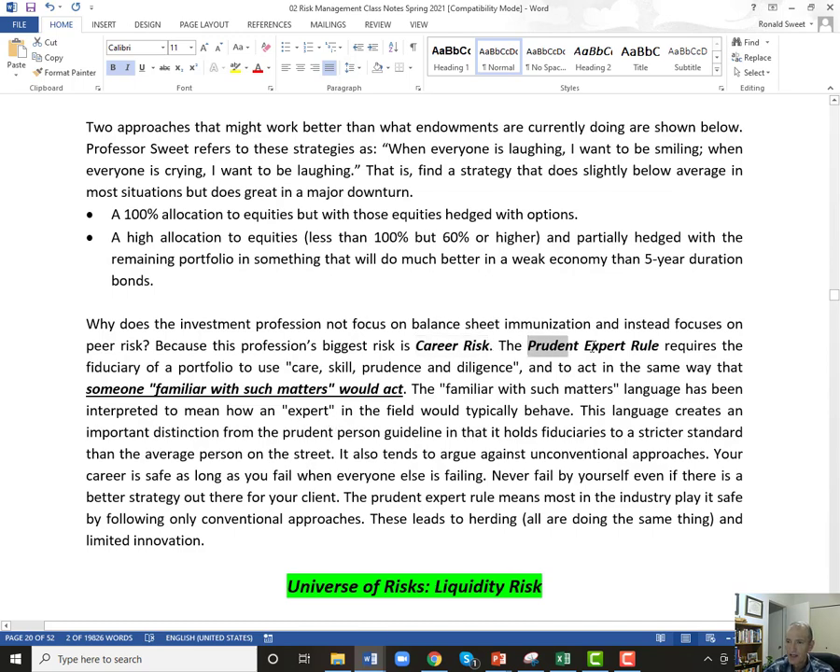That's because of the prudent expert rule. It requires a fiduciary portfolio to use the care, skill, prudence, and diligence, and to act the way someone familiar, and here not just familiar, an expert, who really knows what they're doing, would act. And if most people in your field are 60% in stocks, for you to go 100% stocks, hedging it with options, you have tremendous career risk. You might think 60% in stocks and 40% in 5-year duration bonds is a really stupid strategy, but if everyone else is doing it, you better do it.